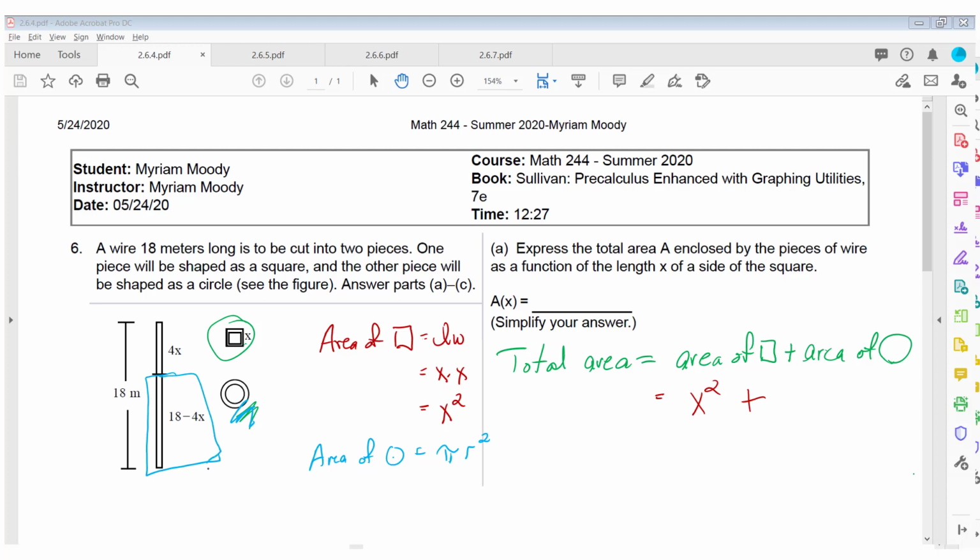So that 18 minus 4x, what does that actually represent? Because we took that piece of wire and we bent it, didn't we? And now it's making this circle, so it's going around the circle, isn't it? So if it's going around the circle, then 18 minus 4x is actually representing what? I think I heard some of you say it. That's the circumference of the circle. The circumference of the circle is 18 minus 4x.